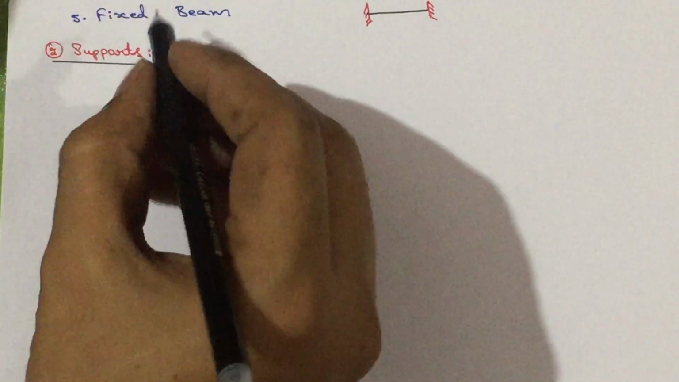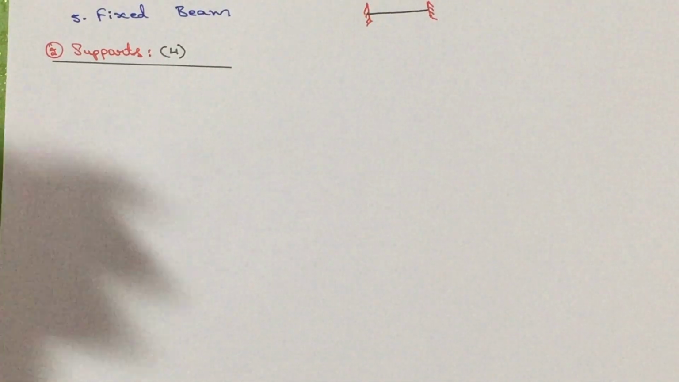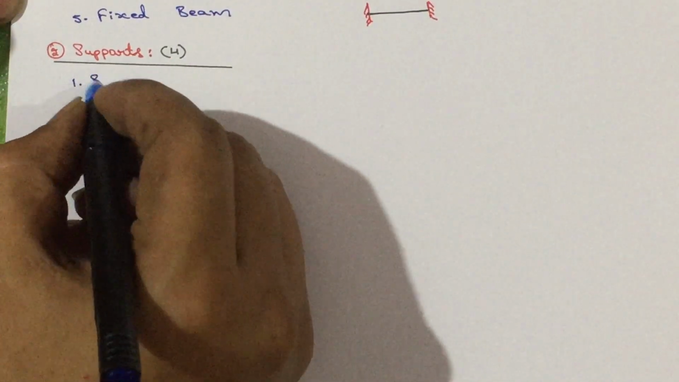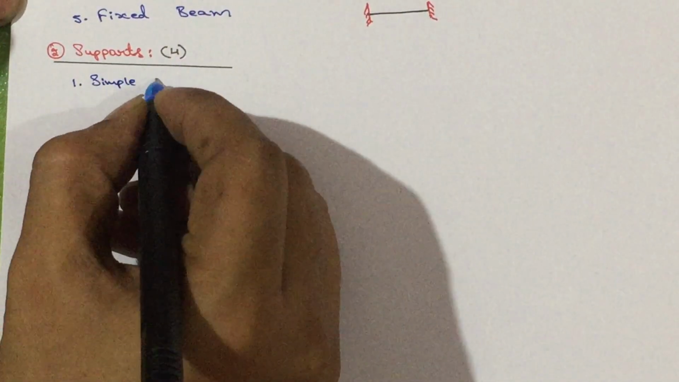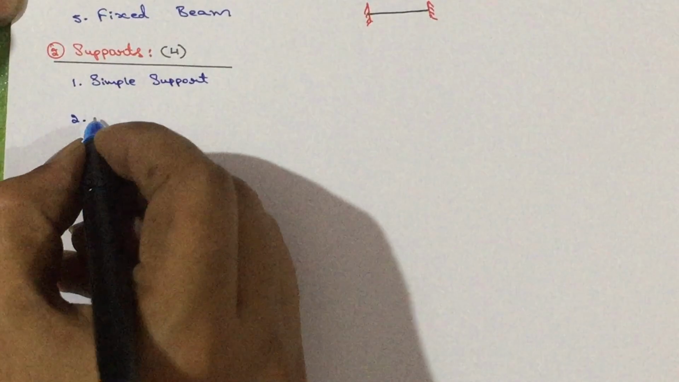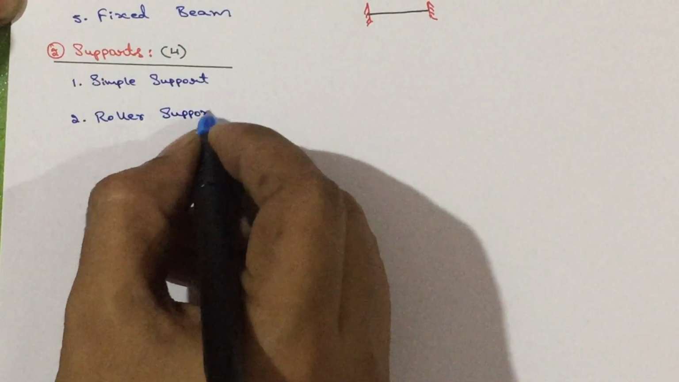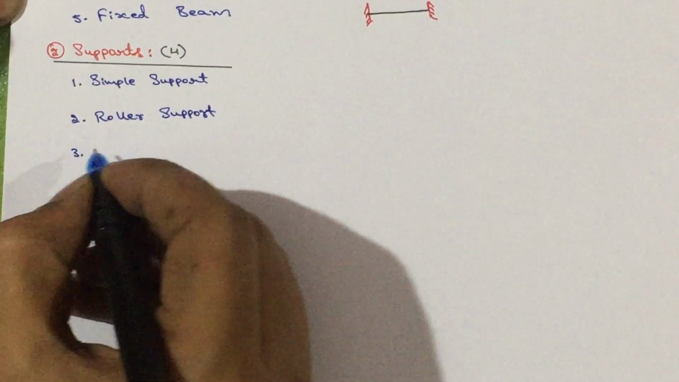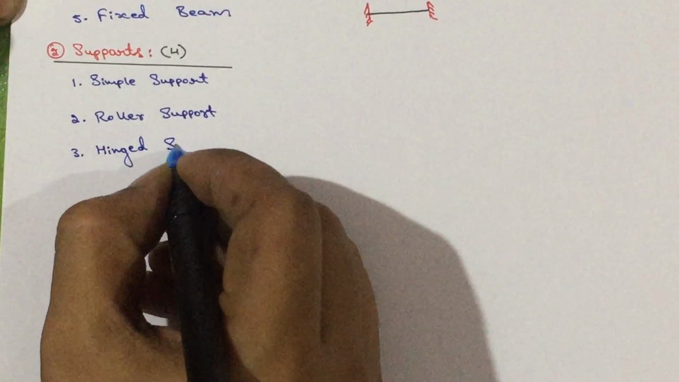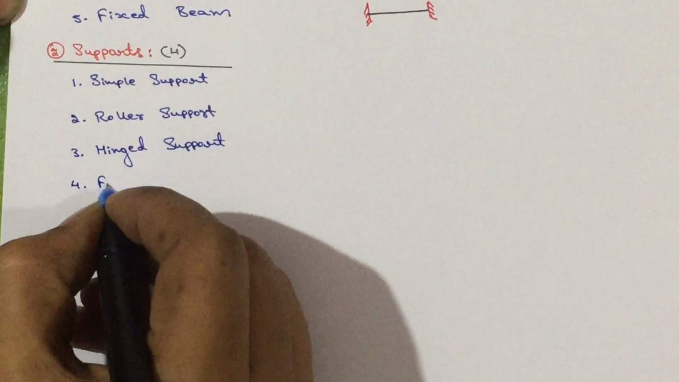There are 4 types of supports. They are simple support, then we have roller support, then we have hinged support, then the last one, the 4th one, is fixed support.